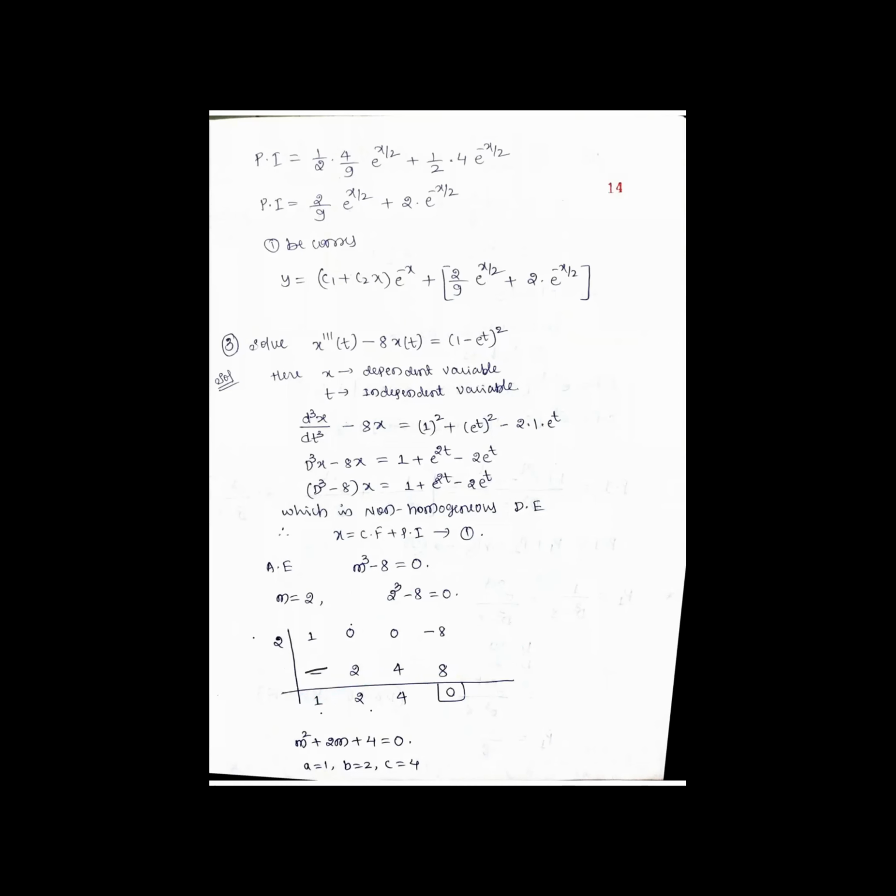Next, earlier it was a cubic equation. Now I'll reduce it to a quadratic equation using these coefficients. So it is 1 into m square plus 2 into m plus 4 is equal to 0. That is m square plus 2m plus 4 is equal to 0.